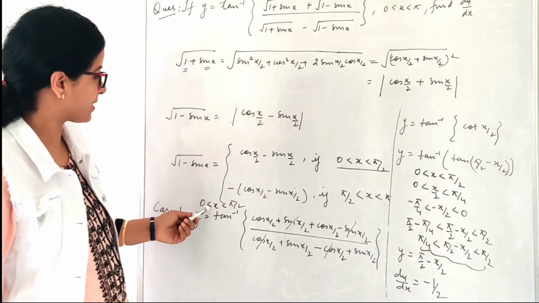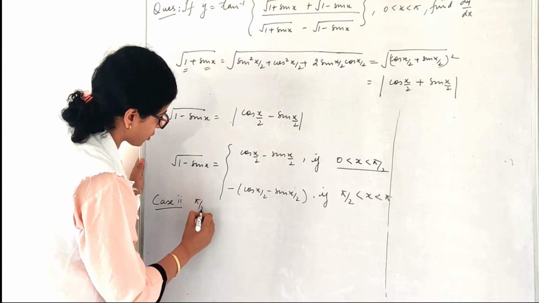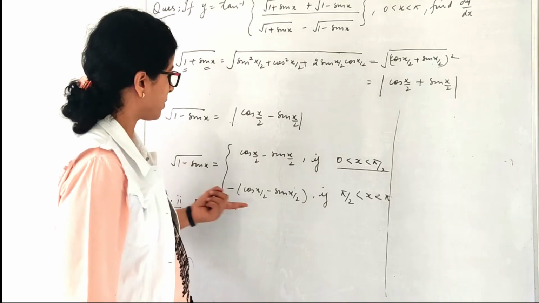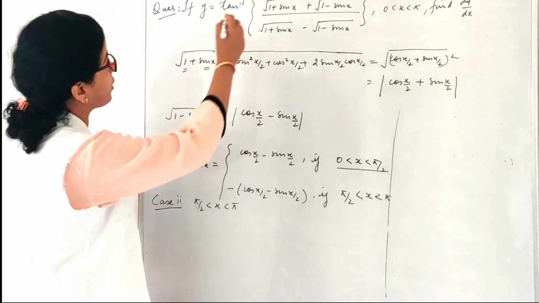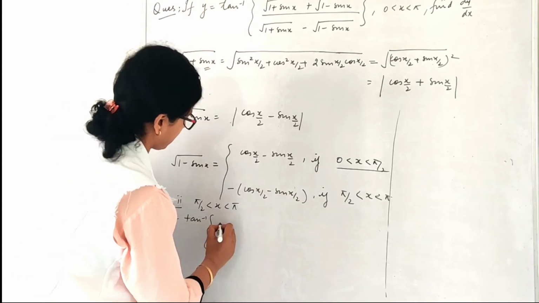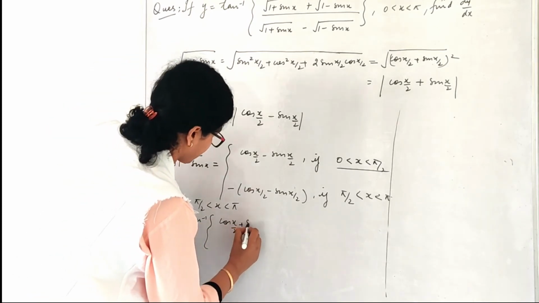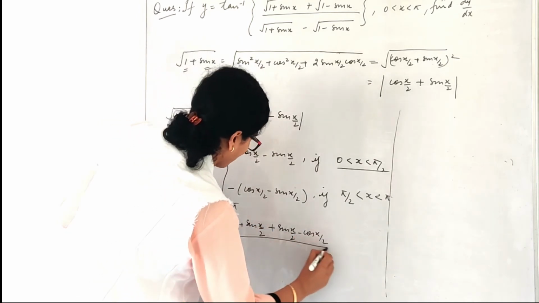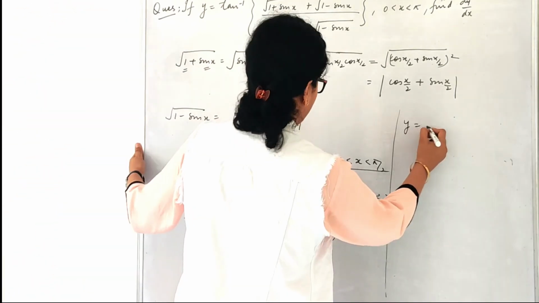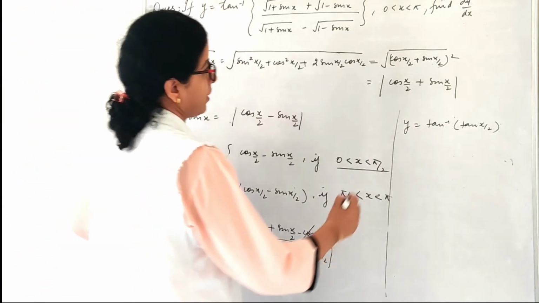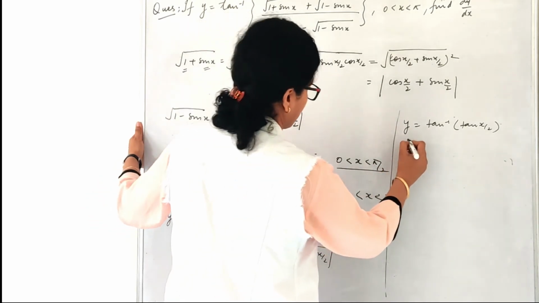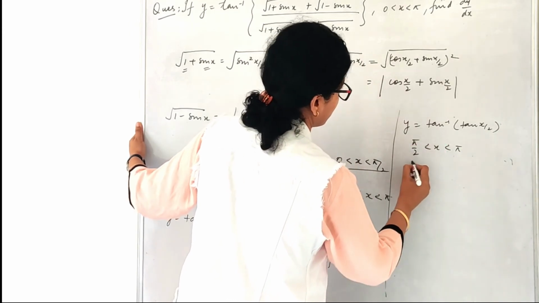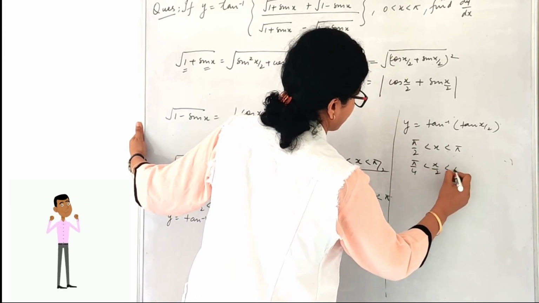Okay. Now let us take the second case where my x belongs to pi by 2 to pi. In that case, under root 1 minus sin x will become sin x by 2 minus cos x by 2. So let us substitute the values. Tan inverse of (cos x by 2 plus sin x by 2) plus (sin x by 2 minus cos x by 2) upon the difference. Okay, so what we are getting: y is equal to tan inverse tan x by 2. Now we have to check whether it lies in our range or not. So we have pi by 2 less than x less than pi. Divide by 2, so pi by 4 less than x by 2 less than pi by 2. It lies in the range.